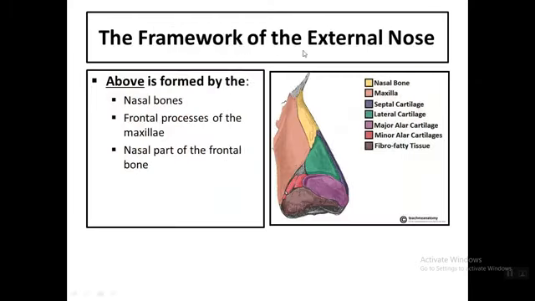The framework of the external nose: above, it is formed by bone, and below, it is formed by cartilage. Above, it is formed by the two nasal bones, the frontal processes of the maxilla, and the nasal part of the frontal bone. Below, it is formed by plates of hyaline cartilage.